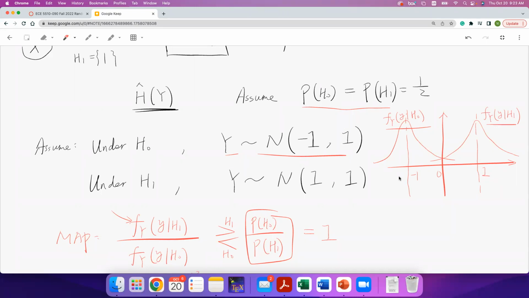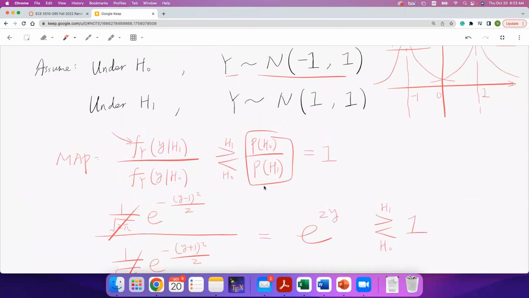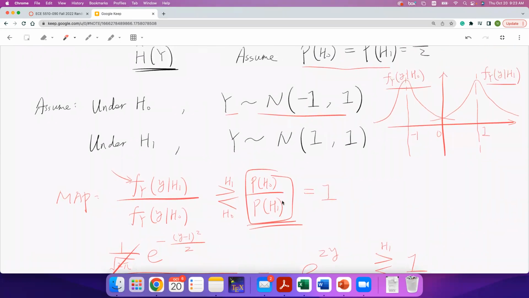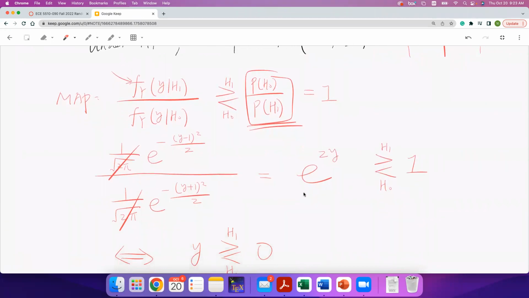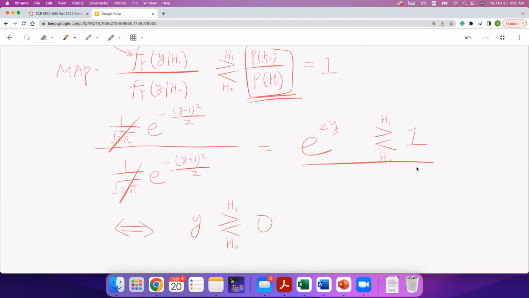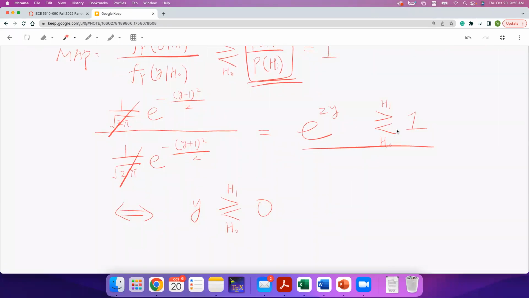But this decision rule is derived under the condition that these two prior probabilities are the same, meaning that we are equally likely to transmit negative 1 and 1. Of course, if you change this assumption, let's say the threshold is not equal to 1, then the decision rule will be a little bit different. So depending on the prior information, the MAP threshold will be different.